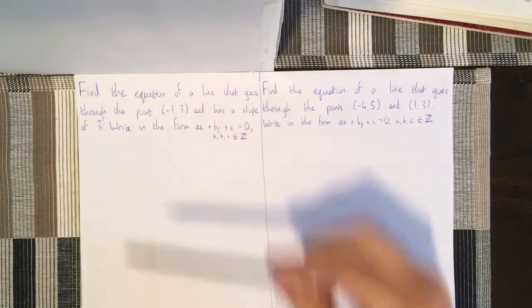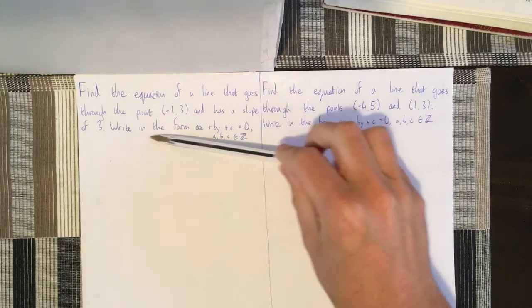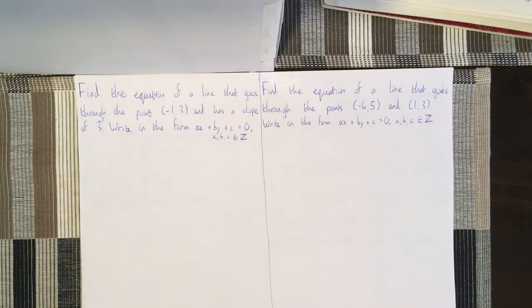Okay, so that last bit, the write in the form, I'll deal with that in the end. That's just telling me what my final answer needs to look like. That's a bit like in other questions where it says to 1 decimal place or the nearest whole number or something like that. Okay, so we'll deal with that at the end. First thing I need to do is find the equation of the line.